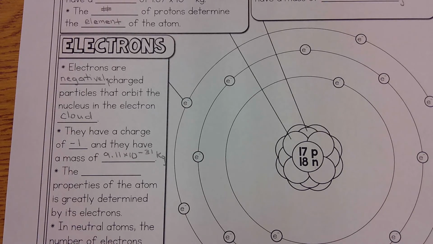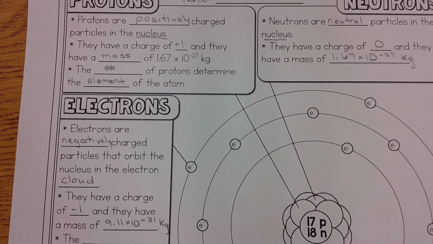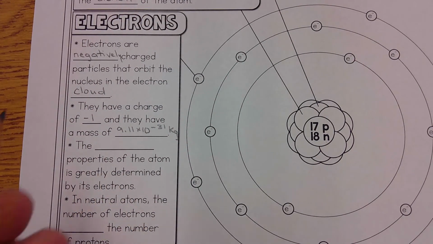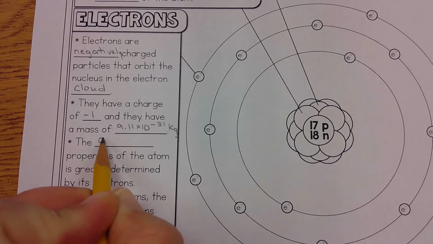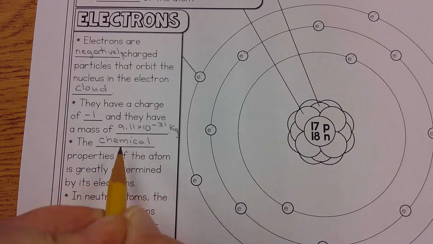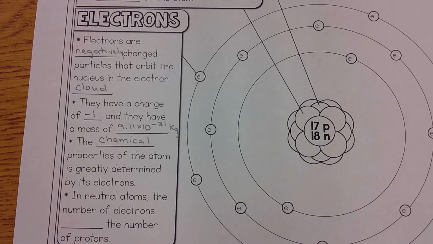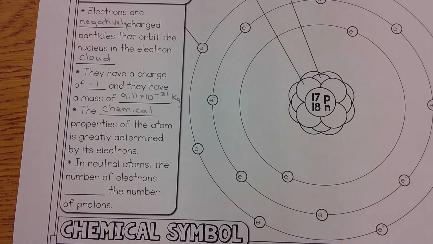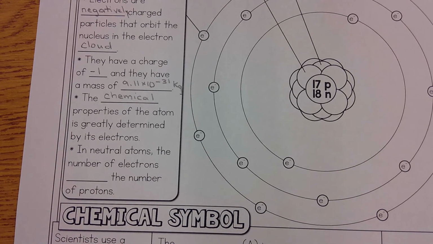Whereas the proton determines the element that an atom is, the electron determines its chemical properties. So the way an atom chemically behaves is based really on the electrons and what those electrons are doing. And we will be talking about that a whole lot more as we go on in this semester.